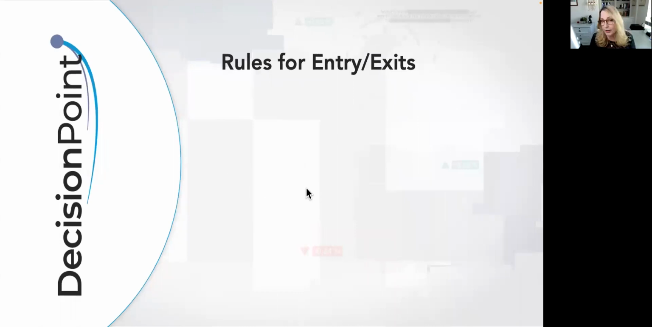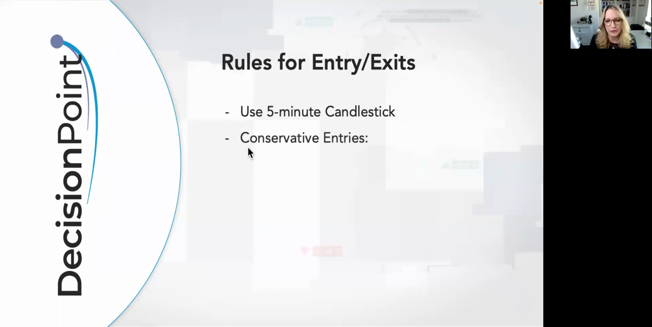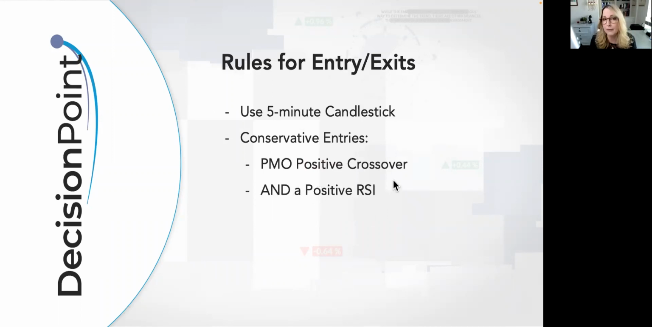All right, so rules for entries and exits. And again, I'm going to show this to you live with your stock picks and go from there. But rules for entry and exits. So when you're looking at that 5-minute candlestick, your entry is determined, a conservative entry is what I call it, by a PMO positive crossover combined with a positive RSI, meaning the RSI is above 50. That's kind of our net neutral line. So if it's below 50, it's a negative RSI. If it's above 50, it's a positive RSI. So that's what you're looking for on your 5-minute candle.